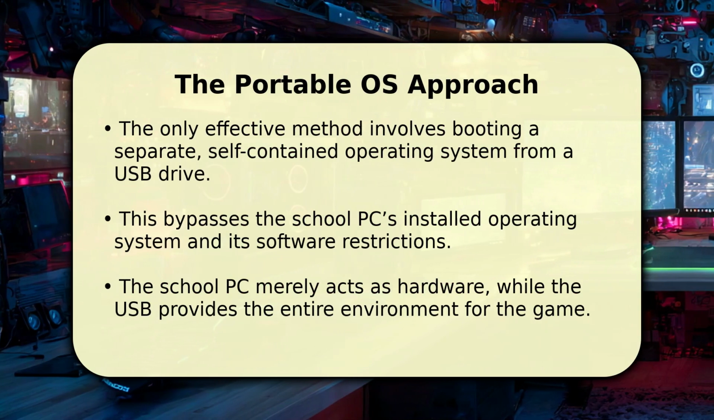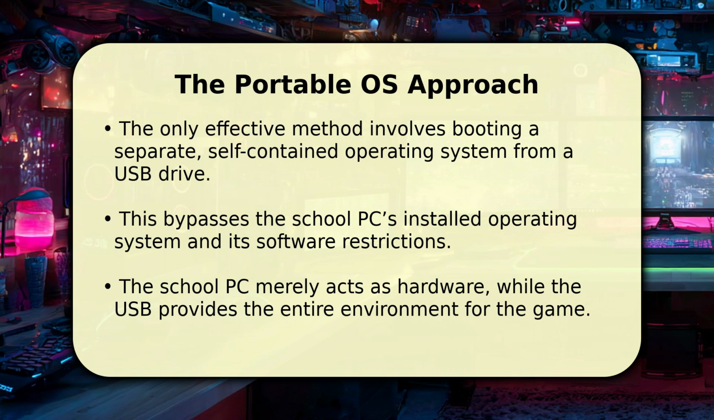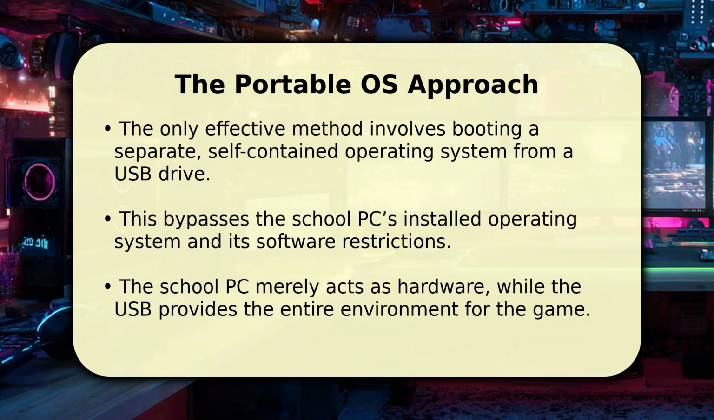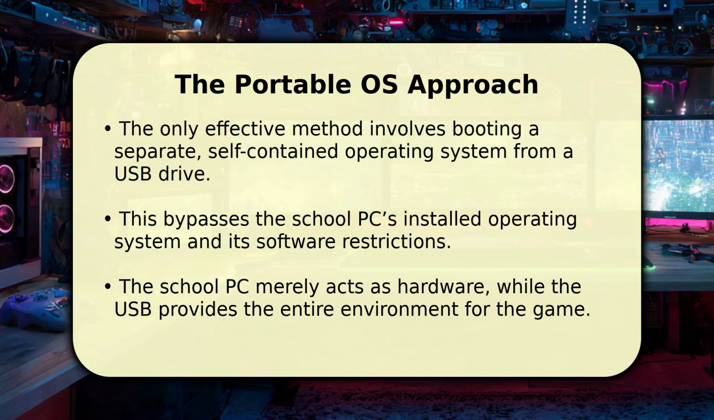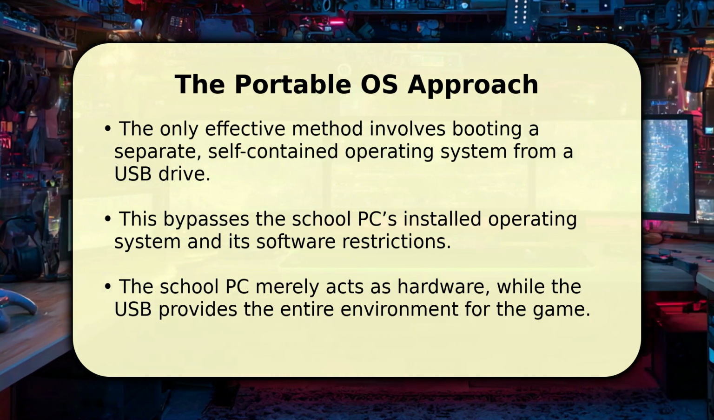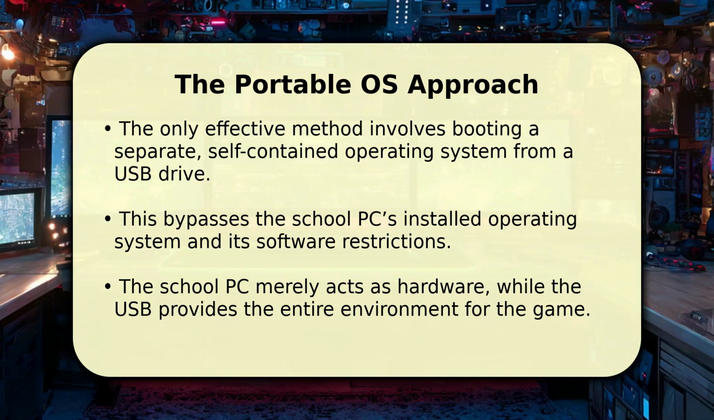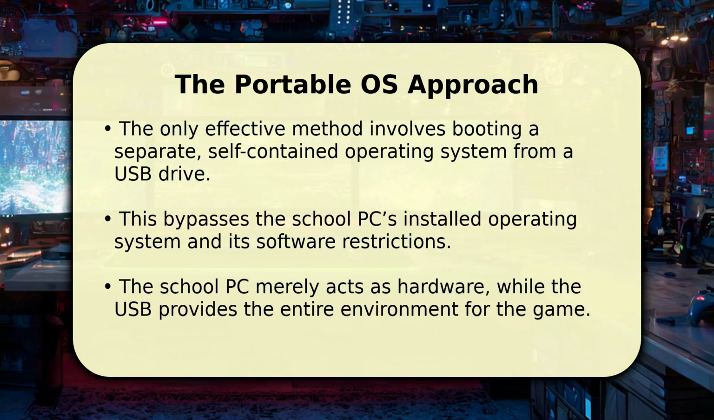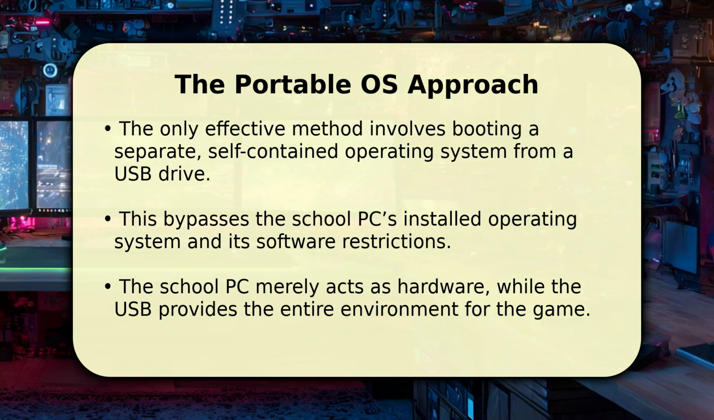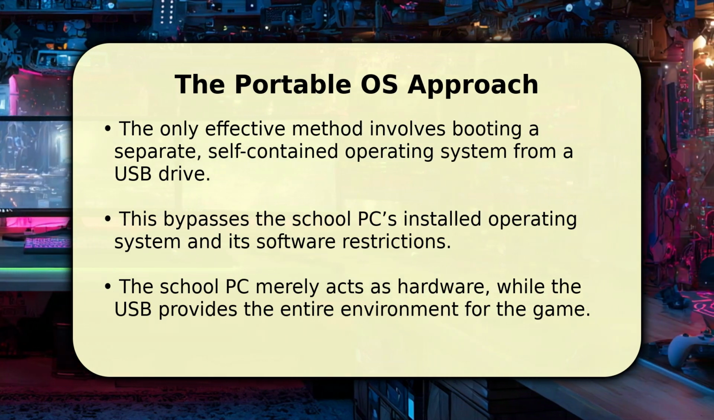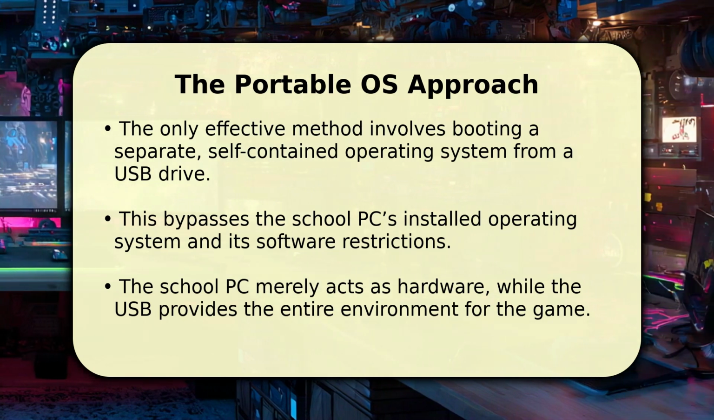The singular viable method in 2025 requires you to boot a complete operating system from an external USB drive. This approach entirely bypasses the school computer's installed OS, along with all its software whitelists and administrator restrictions. Essentially, the school PC's hardware, like the processor and RAM, runs your chosen portable operating system, giving you full control over the software environment. This isolation is crucial for running unauthorized applications like Clash Royale.